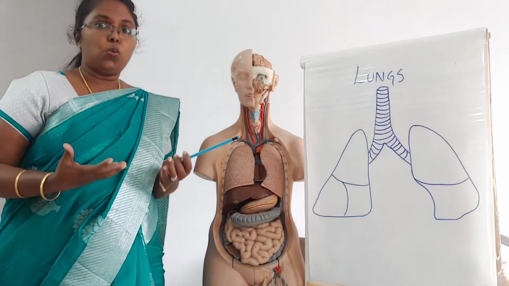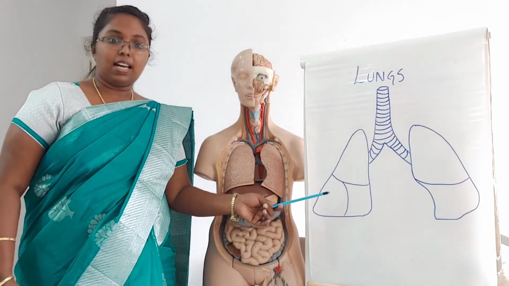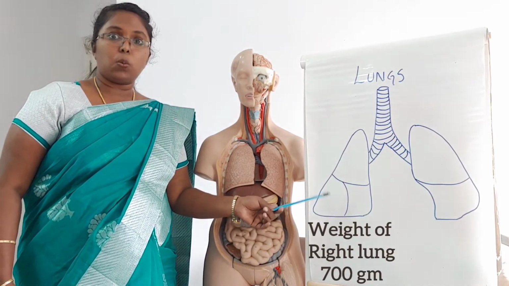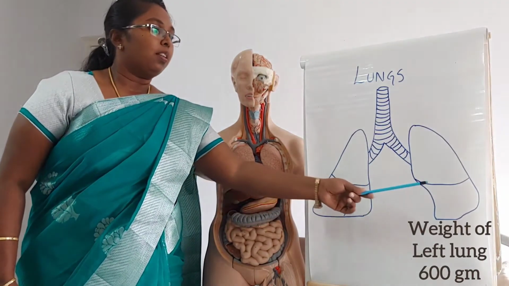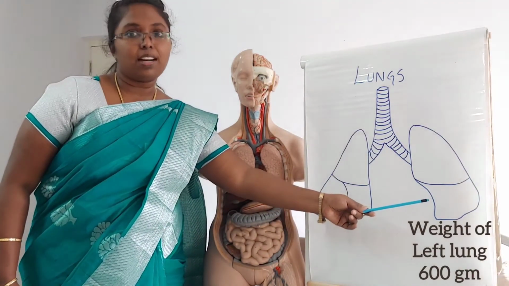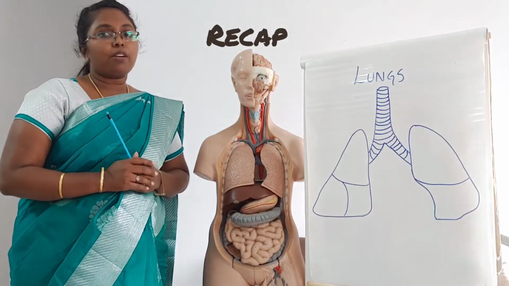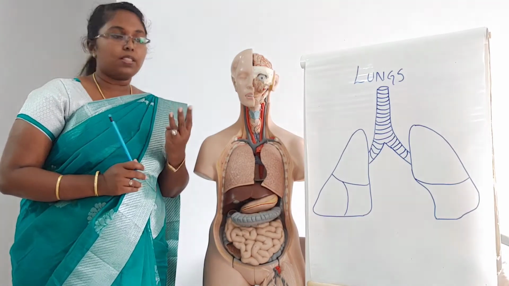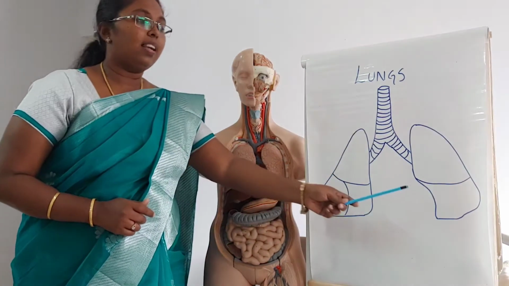By weight, how does the weight become? The right side, the whole one lung, is 700 grams. The left side is 600 grams. So I hope this is clear. The lobes of lungs: there are three lobes in the right side. There are two lobes in the left side.